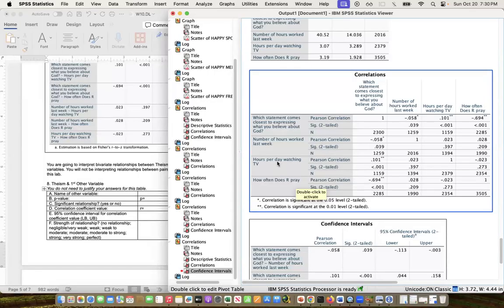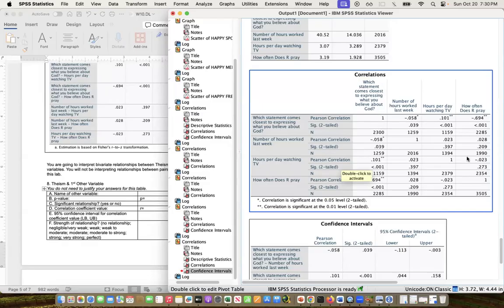Hours per day watching TV. Let's see, is there anything else interesting in here? Here, like number of hours worked last week. Nope. Anyway, you could check other bivariate relationships here as well, but we're just focused on the ones with theism for the purposes of this lab. But this has various different combinations, right? This is taking bivariate, it's pairing up all of the different variables.